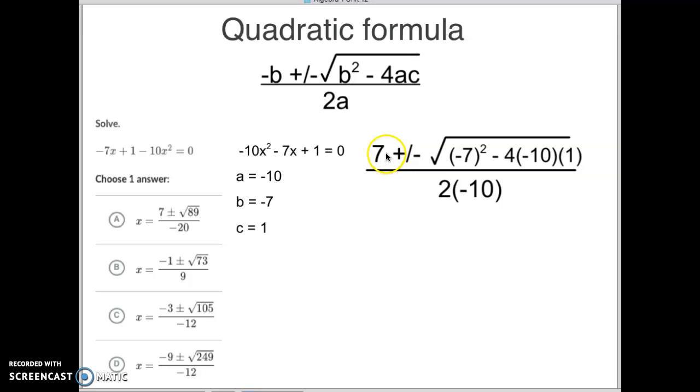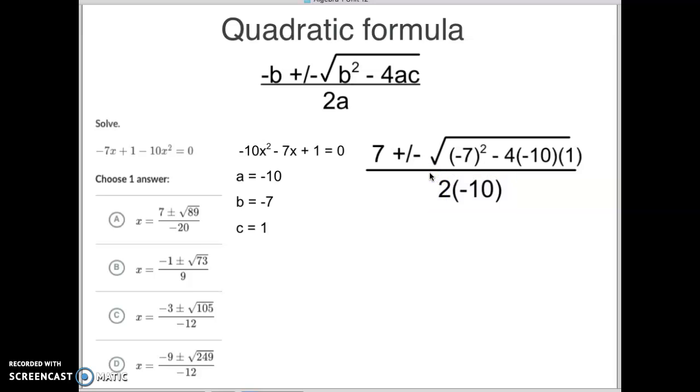B goes in for the b, except remember it's the opposite of b, or negative b. What is the opposite of negative 7? You should say, oh, it's positive 7. Oh, I get where that came from. And then over here, it's your b term squared, so negative 7 squared, minus 4 times your a term, and our a term is negative 10, and I always put these in parentheses, times our c term, and in this case, c term is 1, all over 2 times a, and again, our a term is negative 10.